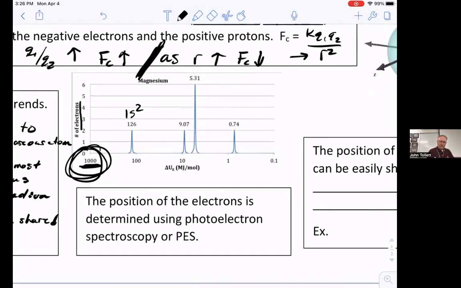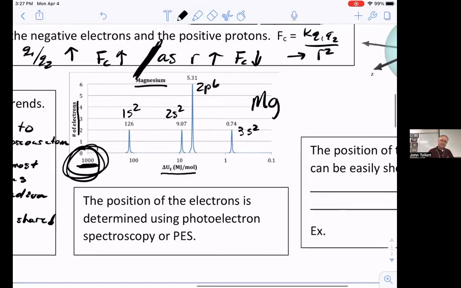Notice the number of electrons is over here on the y-axis, and the strength of that attraction, or the amount of energy necessary to remove them, is on the bottom. So this would be 2s2. Then I've got here 2p6, and then here 3s2. I know it's written right there as a title, but had we not known what this element was and were identifying by electron spectroscopy, we would call this magnesium. So the position of the electrons is determined using PES, or photoelectron spectroscopy.